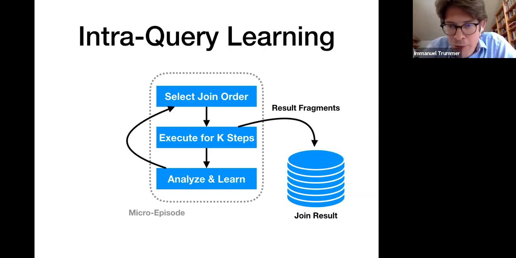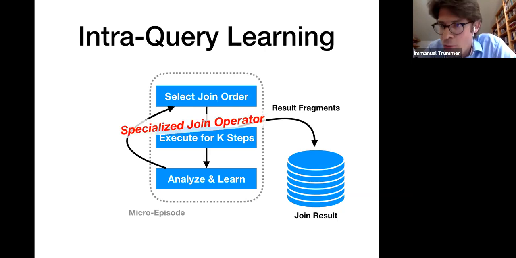Query evaluation stops once we have collected one complete query result, which might have been stitched together from result fragments generated in different episodes, perhaps according to different join orders. And one important thing for our approach is that this whole iteration happens with a very high frequency. So we would typically have 10,000s to 100,000s of micro episodes per second. So that is pretty fast. And it also means that we want to use some specialized join operator in order to make it efficient, which I'm going to introduce in more detail later.